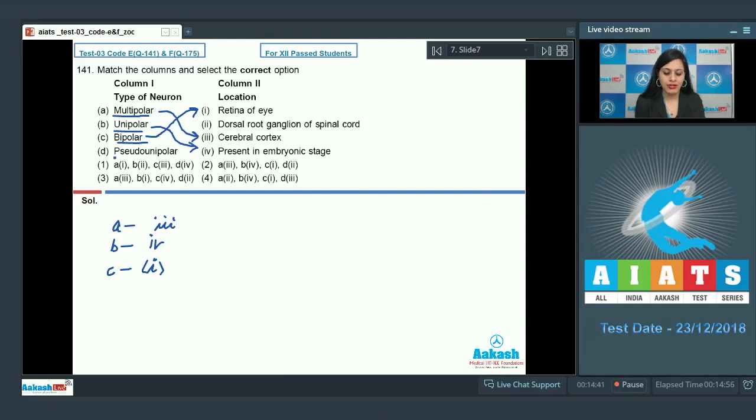The last option given is pseudo-unipolar, and pseudo-unipolar neurons have a single process which divides to form an axon and a dendrite, and these are found in the dorsal root ganglion of the spinal cord. So D in column 1 goes with 2 in column 2. So the correct answer for this question is option number 2, A with 3, B with 4, C with 1 and D with 2. Let's discuss our next question.